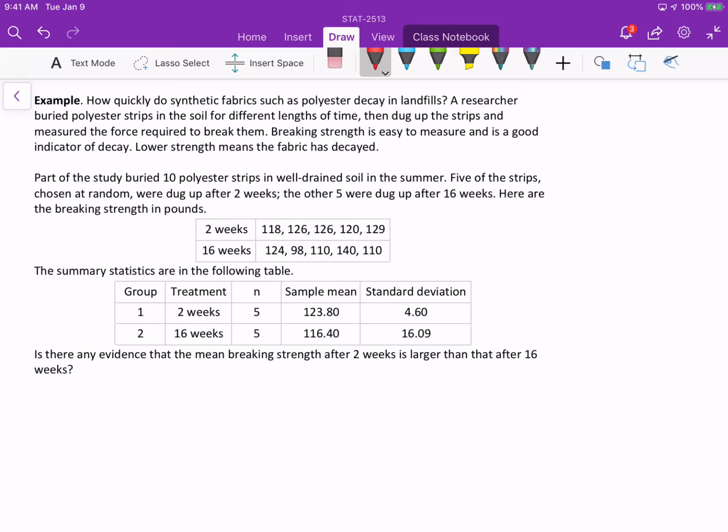The data is listed in this table. So we have two samples essentially: one is 2 weeks, one is 16 weeks, and for each sample we have 5 observations. The first step usually is to calculate some summary statistics. First we have n, the sample size, the sample mean, and the sample standard deviation. Sometimes a problem may give us the variance; basically, this is s and this is s squared.